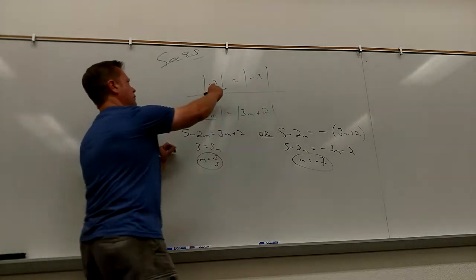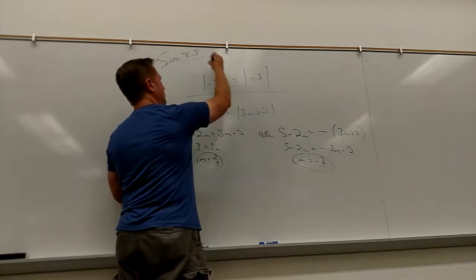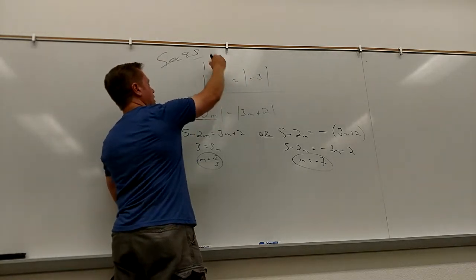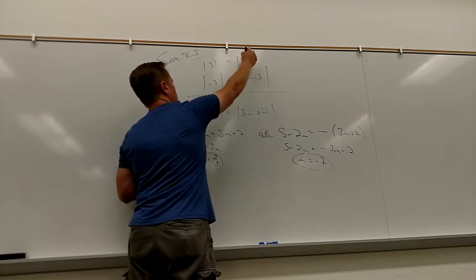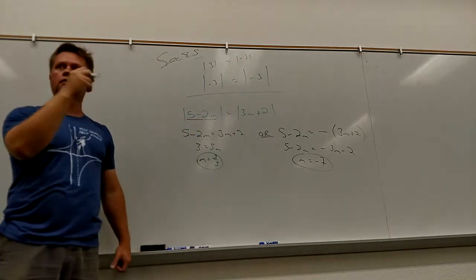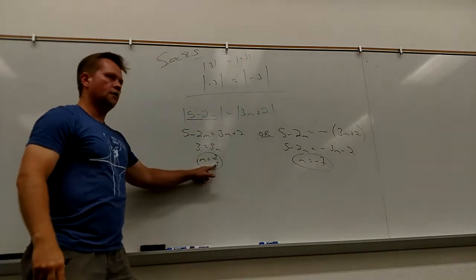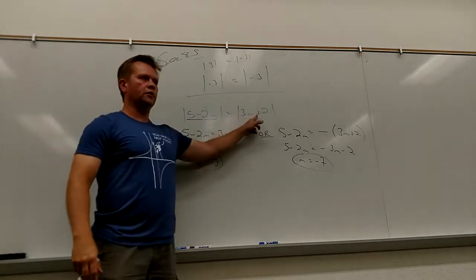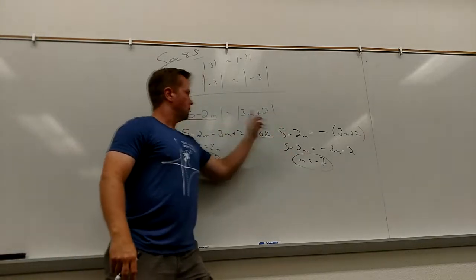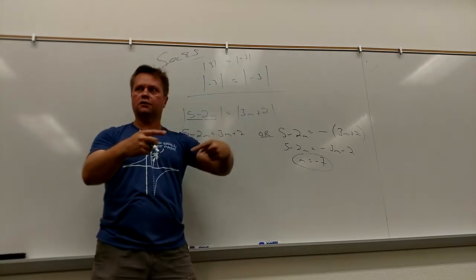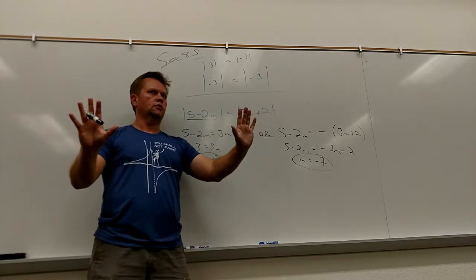Watch. Again, remind me. Either that number is this number, or that number is the opposite of this number, right? Then that makes that true, right? So that m makes these the same number. That m makes these negatives of each other. That's it.